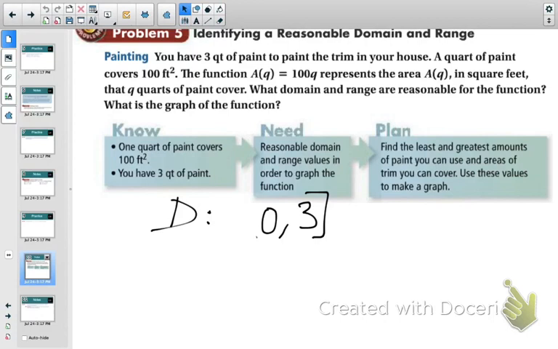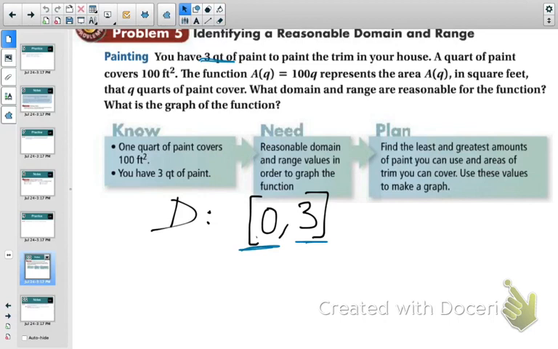So I'm going to put brackets around those, and if you remember, this is interval notation. So I use 0 to show where it starts, because I can use 0 quarts of paint, or I can use up to 3 quarts of paint. So I can't use any more than 3 because I don't have that much. I only have 3 quarts. Okay, and you can use anything between those. So you can use 1, 2, 2.5, 2.75, whatever, however many quarts of paint you need.